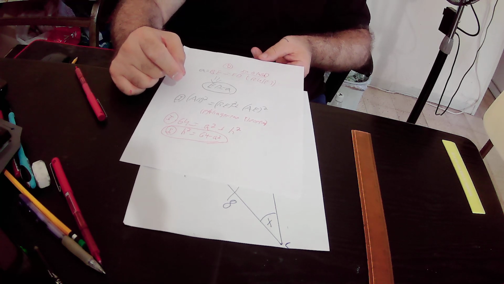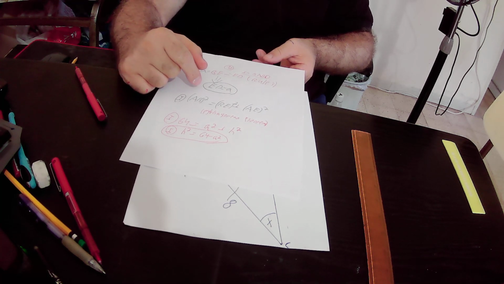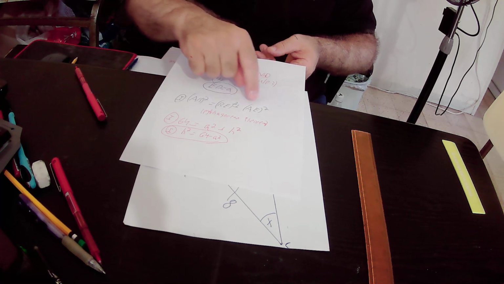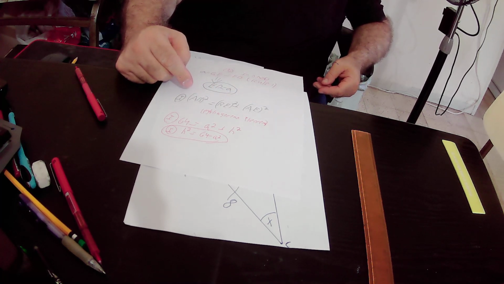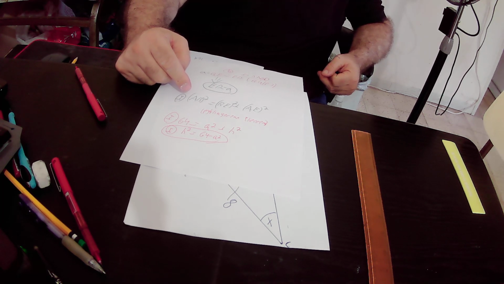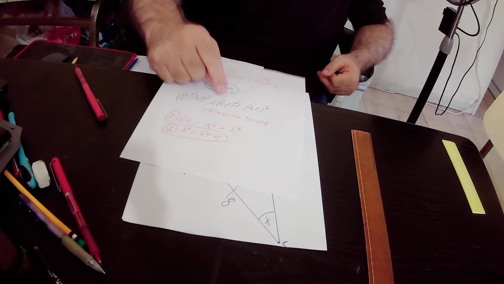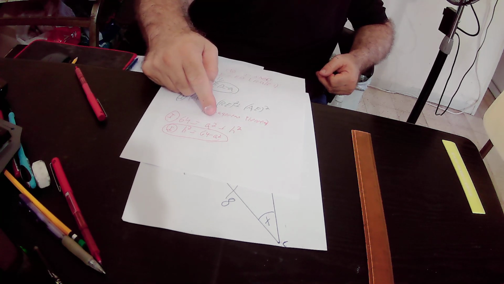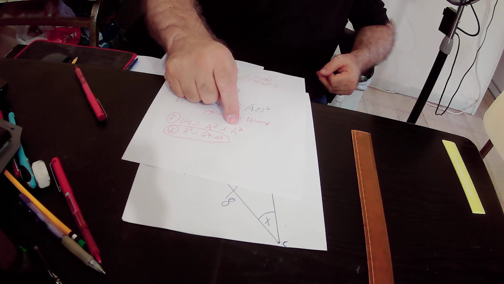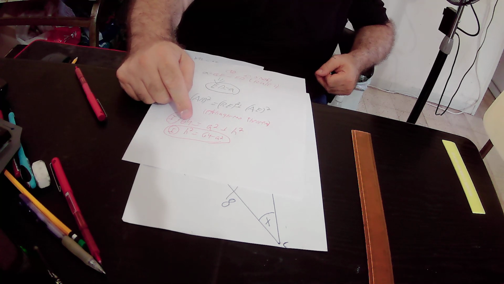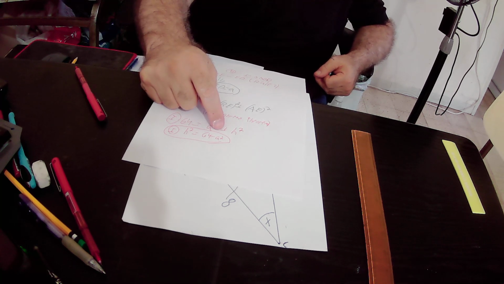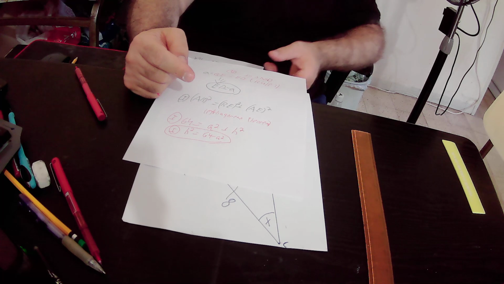AB squared equals BE squared plus AE squared, and we know that AB equals 8 units, so AB squared is 8 squared, which is 64. BE equals a, so BE squared is a squared, and AE equals h, so AE squared is h squared. So in total we got that h squared equals 64 minus a squared.